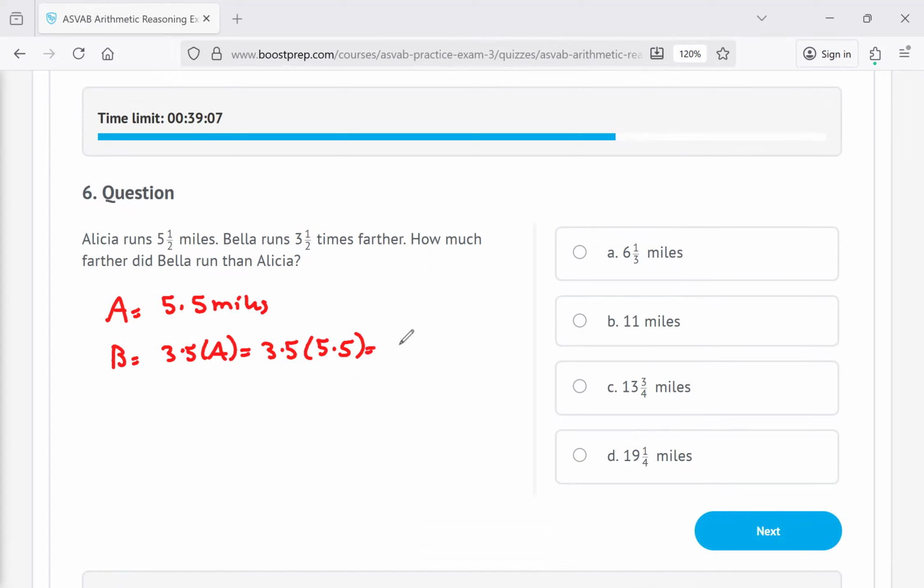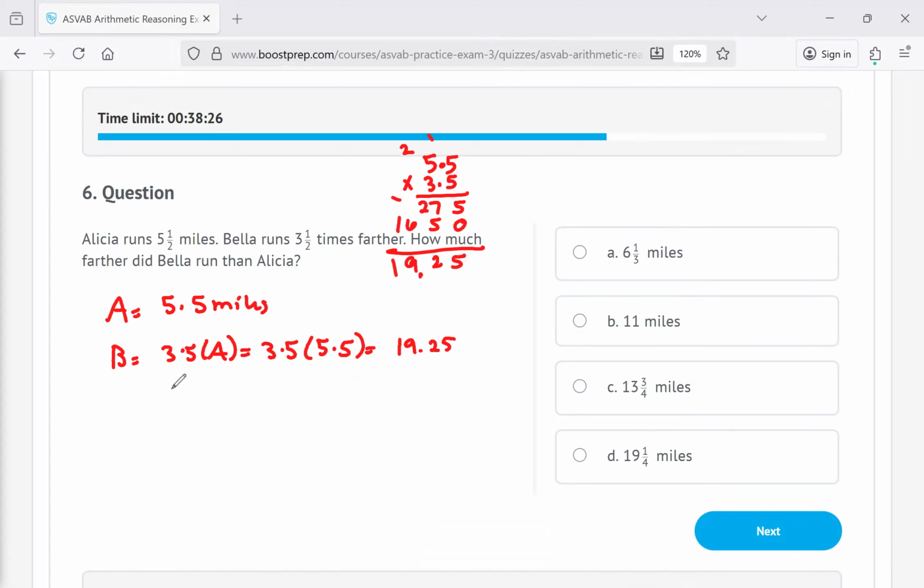And when you do the math, it's 19.25, right? 5.5 times 3.5. 5 times 5 is 25. Carry the 2. 5 times 5 is 25 plus 2 is 27. Placeholder. 5 times 3 is 15. Carry the 1. 5 times 3 is 15 plus 1 is 16. Add them up. Total of 2 decimal places, so 19.25.